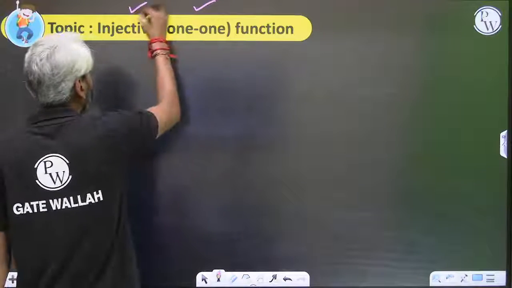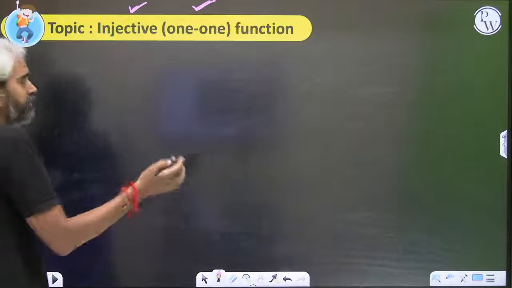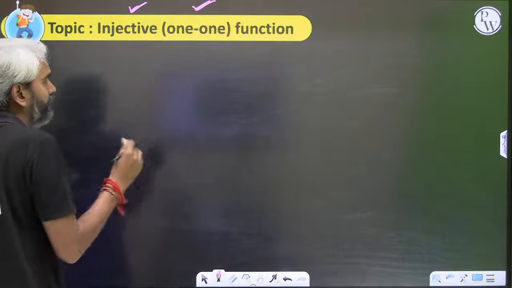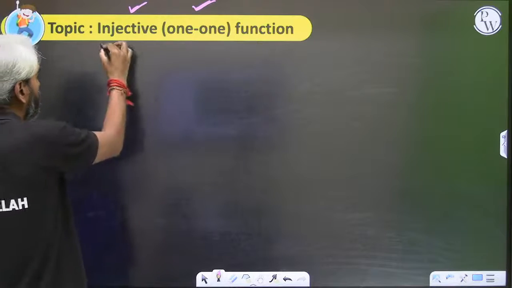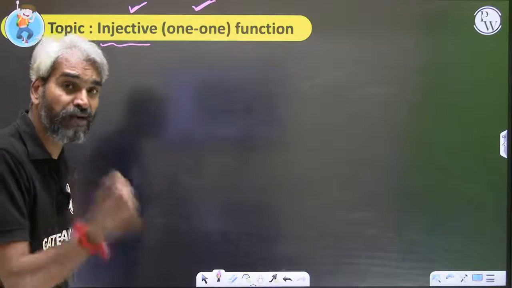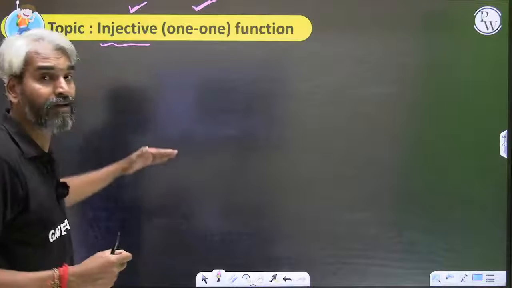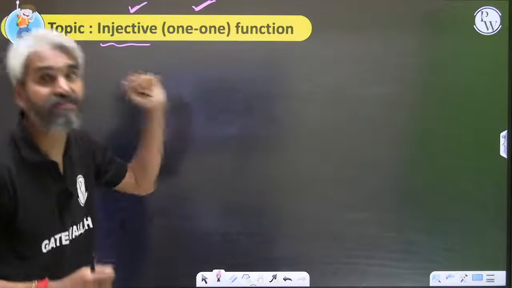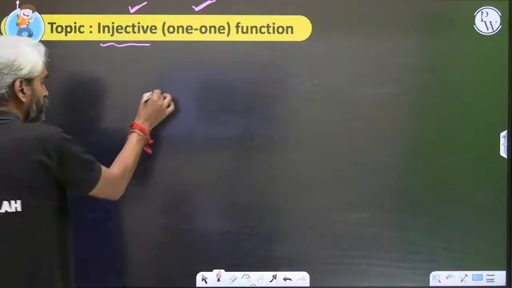Okay, so let's start with the injective function. What do we mean by injective function? Let's assume, first of all, we are trying to define the definition of injective function. If we have different elements in the domain, then the different elements in the domain should have different images in the codomain. So what does it mean?